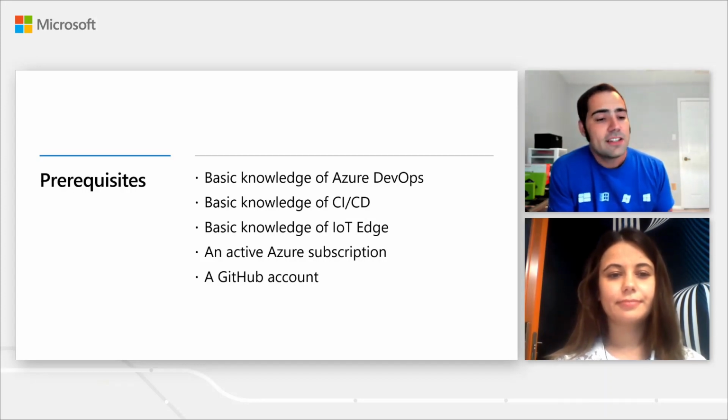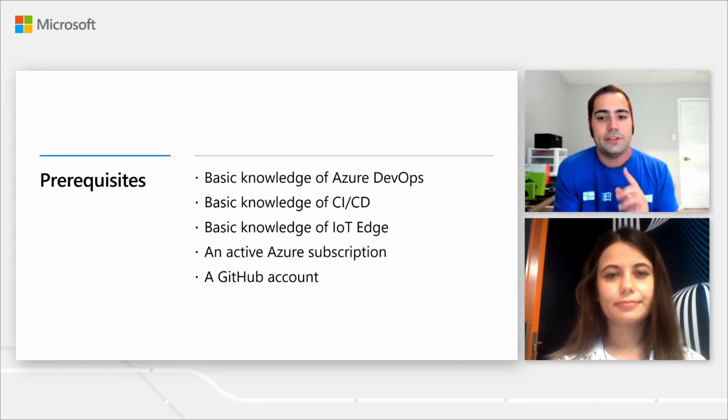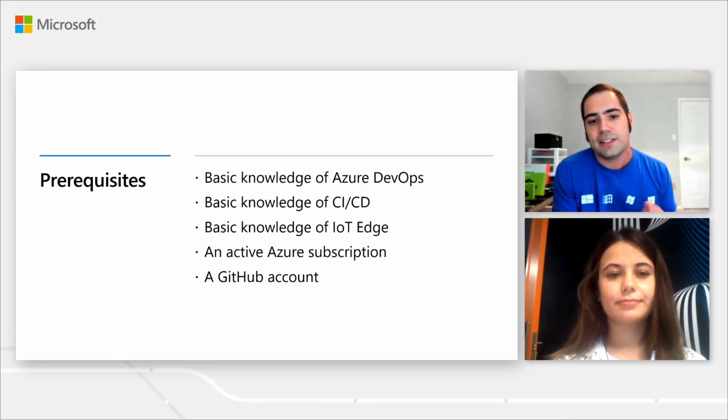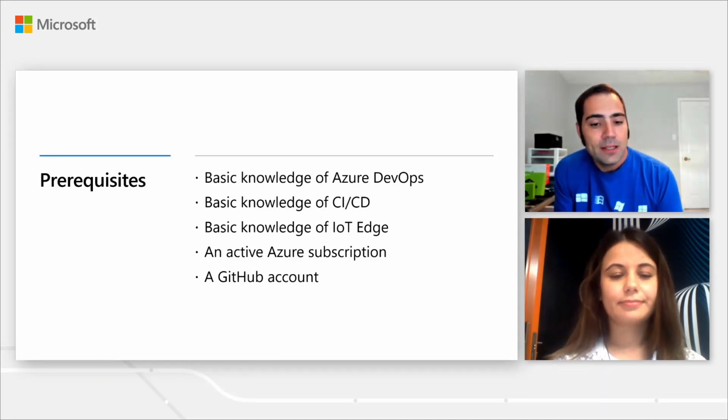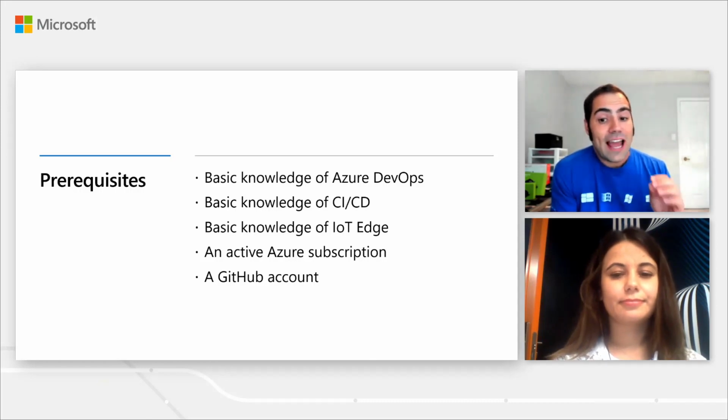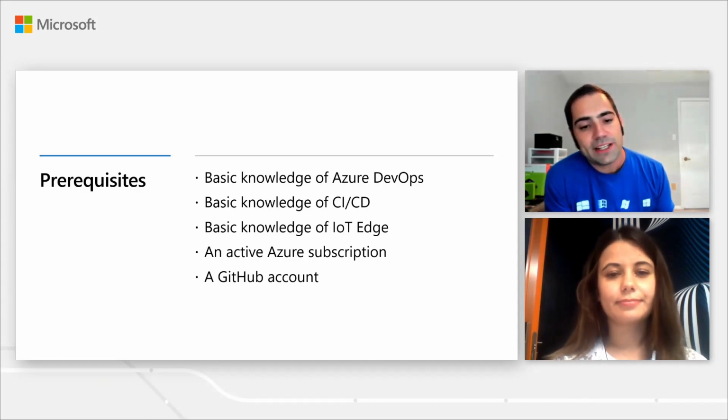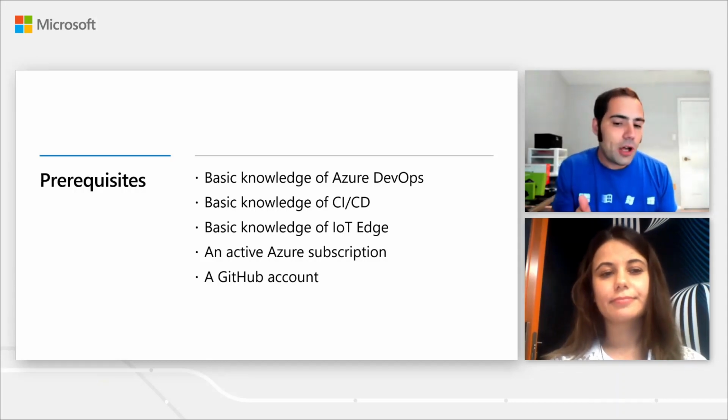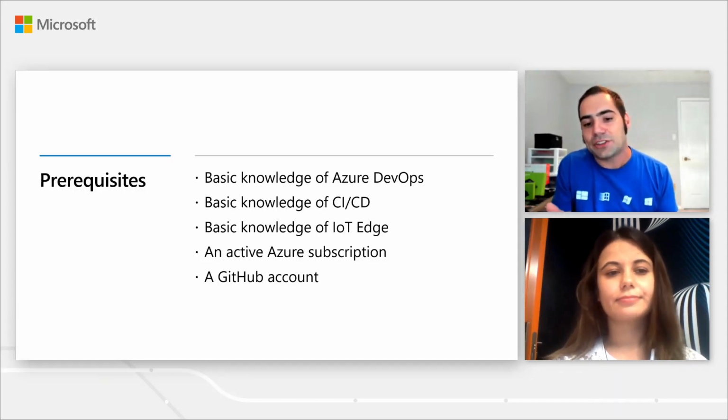Now, as far as the services that we'll be employing, it would be nice if you have a basic knowledge of Azure DevOps, but don't worry if you don't. Ayse and I will teach you everything that you need to know to get started. In addition, basic knowledge of CI/CD or continuous integration / continuous deployment. Basic knowledge of our Azure IoT Edge runtime service, which we will also explain before getting started. And of course, in order to follow along, you will need an active Azure subscription.